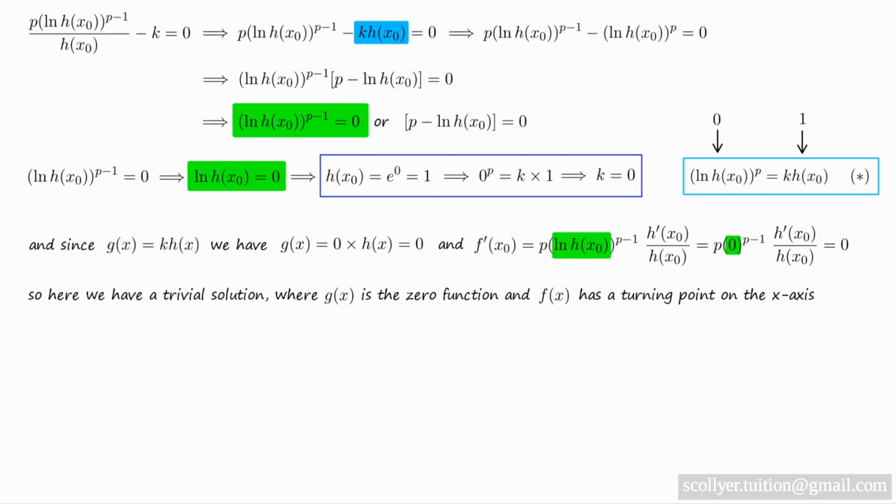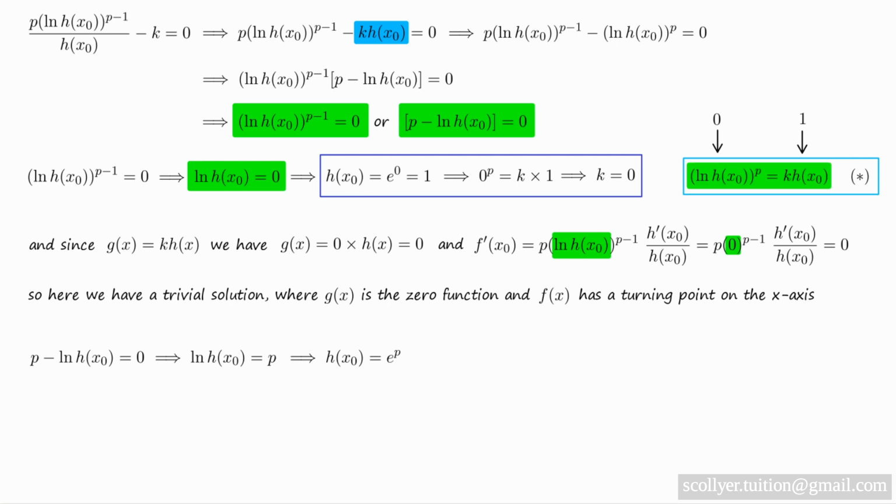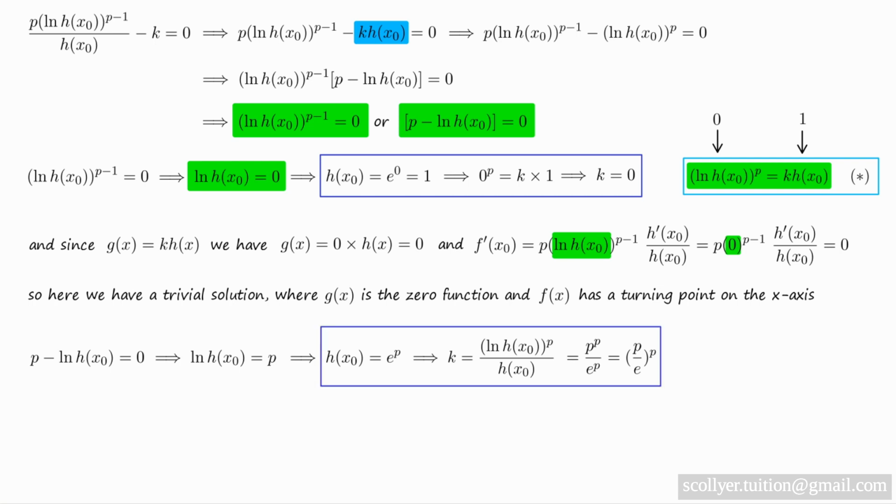And we now consider the other condition, p minus the log of h of x sub 0 equals 0. And so we have that the log of h of x sub 0 equals p, so that h of x sub 0 equals e to the p. Bearing in mind the relationship star, we can write k equals the log of h of x sub 0 to the p over h of x sub 0, which gives us p to the p over e to the p, and we have finally h of x sub 0 equals e to the p with associated value k equals p to the p over e to the power p.